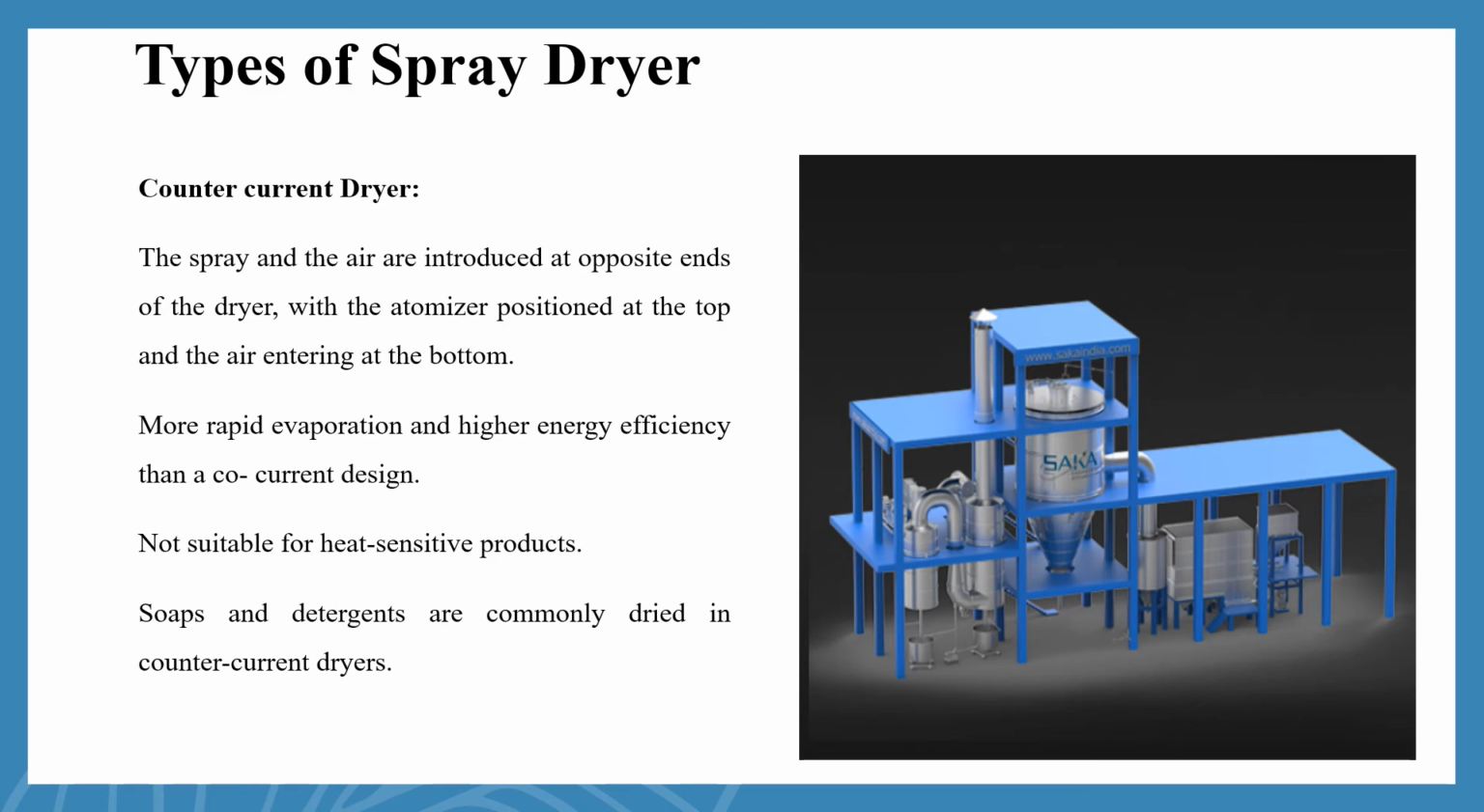Next is the counter current dryer. In this, the spray and the air are introduced at opposite ends of the dryer, with the atomizer positioned at the top and air entering at the bottom. It has more rapid evaporation and higher energy efficiency than the co-current design, and is suitable for heat sensitive products. Some examples are soaps and detergents, which are commonly dried in counter current dryers.